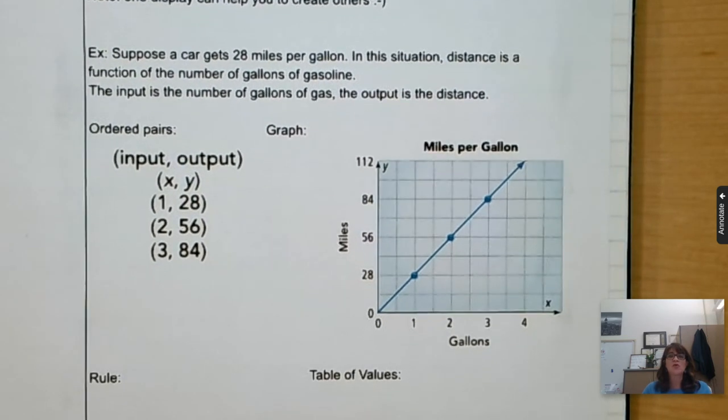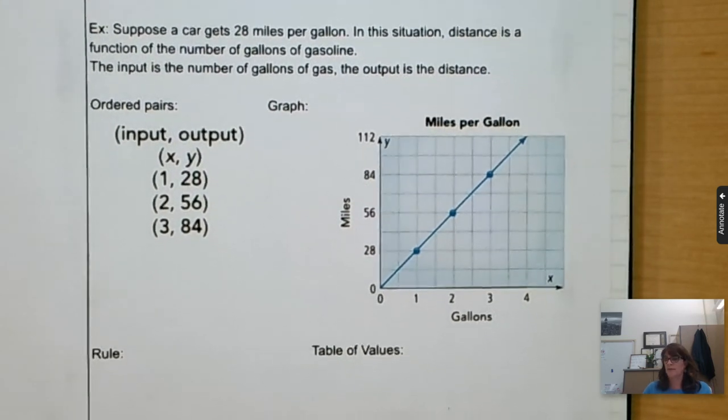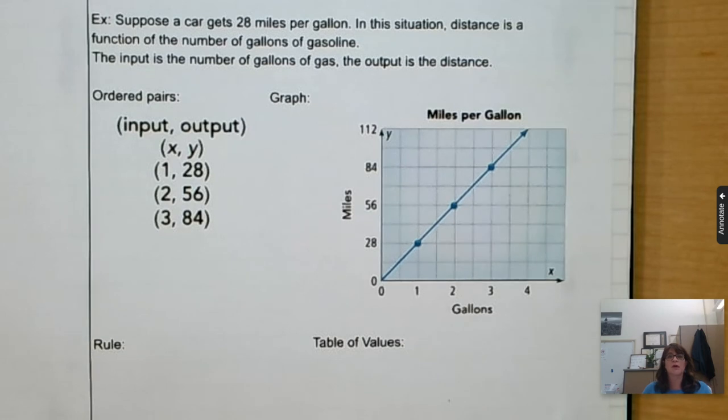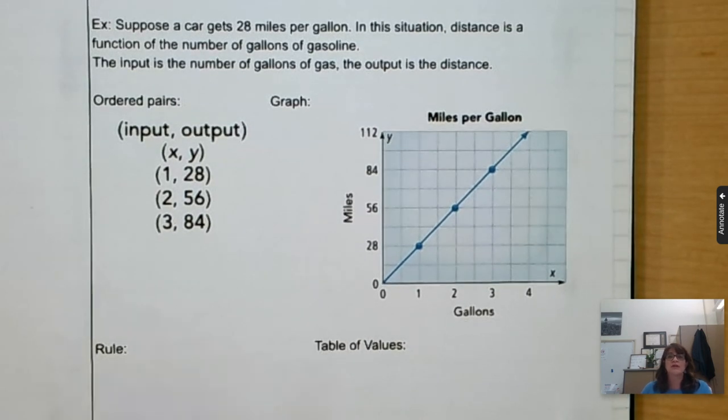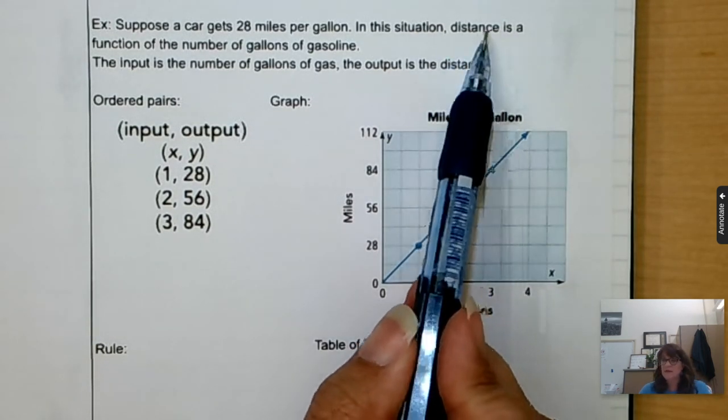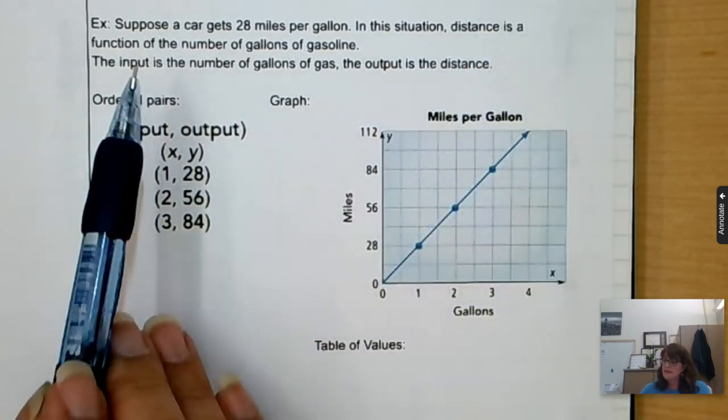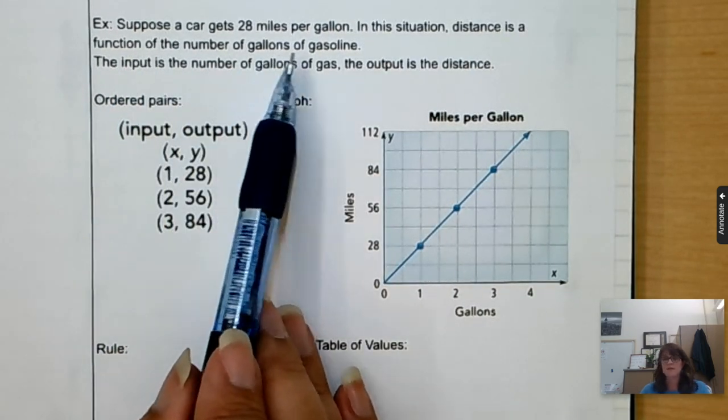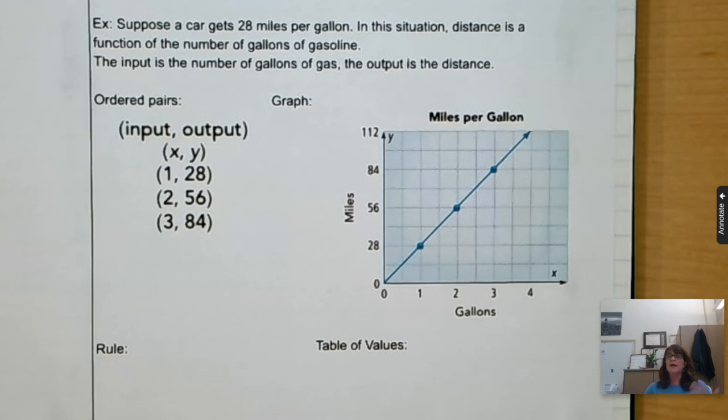Suppose a truck gets 28 miles to the gallon. In this situation, distance, how far you can go, is a function of the number of gallons of gasoline. Think about it. If I put 5 gallons of gasoline in my husband's truck, he can go so far, and then he's going to run out of gas. We know that. So it is a function. We just never knew that word.